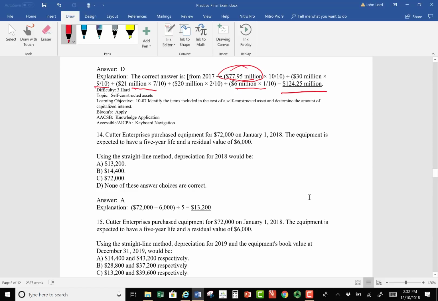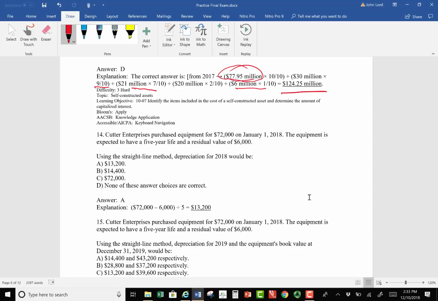So we've got straight line depreciation. Come on now. 72,000 is the cost minus the salvage value, divided by 5. The only thing I might do to you differently on your test.